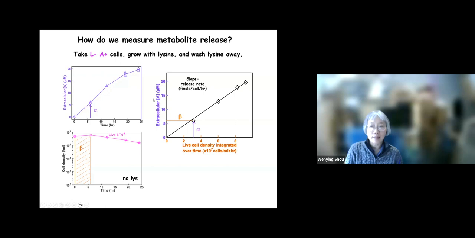So you can see this gives you femtomole per volume. This gives you cells per volume per hour. So the volume cancels out, and it becomes femtomole per cell per hour. So the units are correct. All right, so we can do this for both strains, and what do we get?